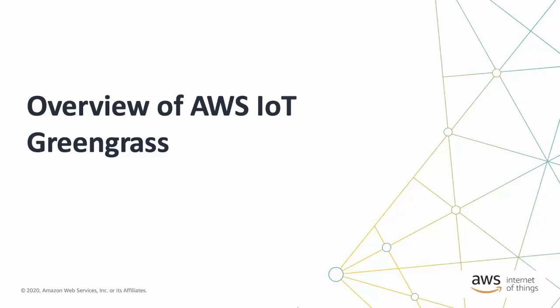So we talked a lot about Greengrass, and having familiarity with that will be important. So let's just do a quick overview of some of the services and capabilities of AWS IoT Greengrass.